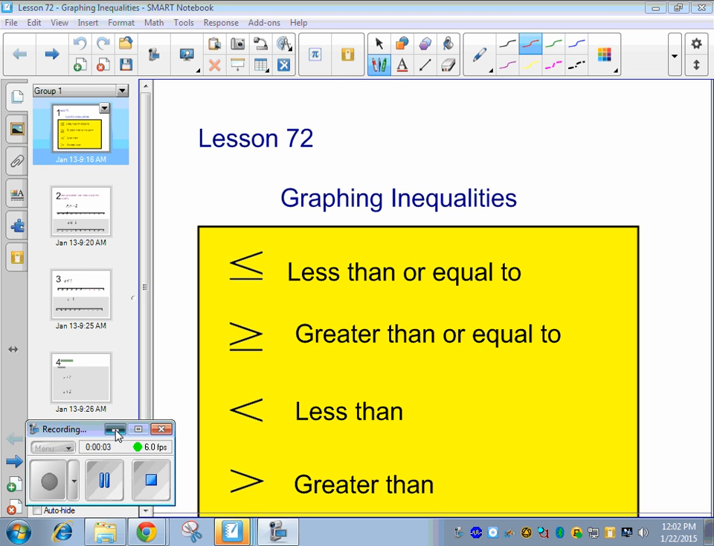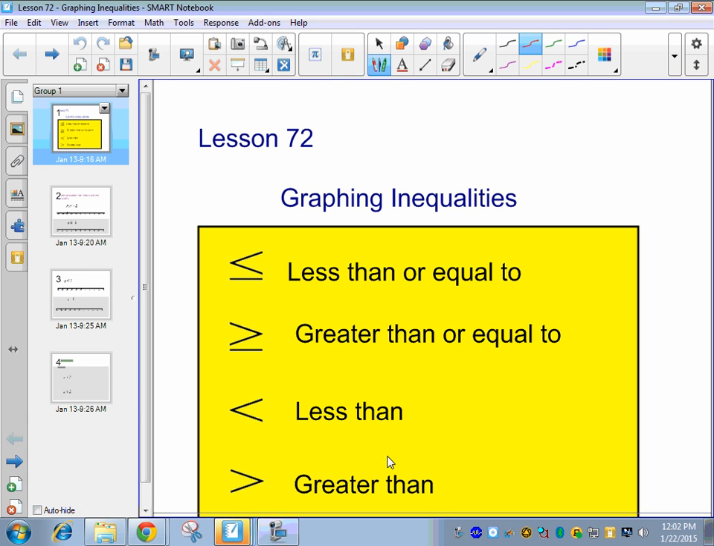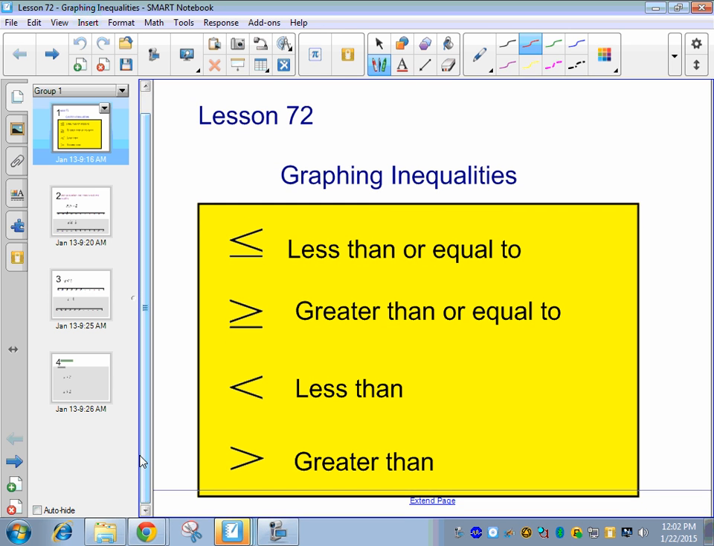Graphing inequalities. So, go ahead and write this in your notes. Does anybody know what an equality is? Just an equality, yeah, like 1 equals 1. Right, something that is equal. Anybody know what this symbol means?